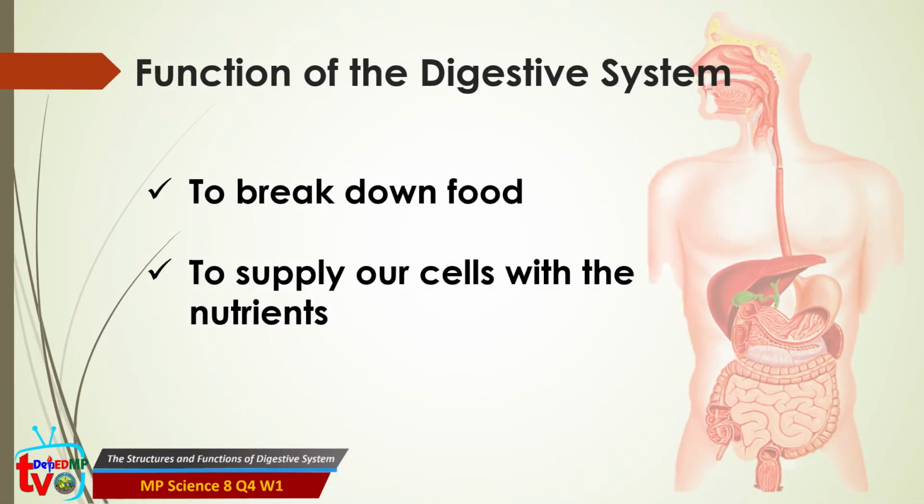Here are the 2 main functions of the digestive system. To break down food into a usable form. To supply our cells with the nutrients they need for energy, growth, and repair.